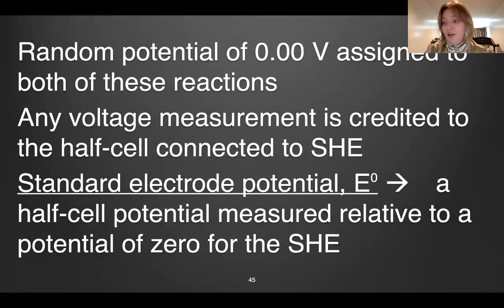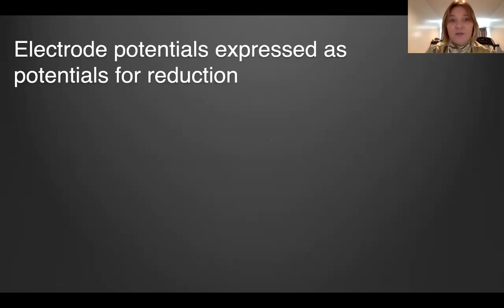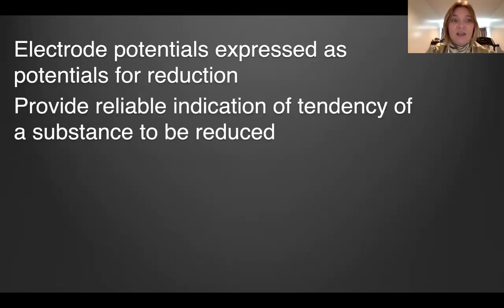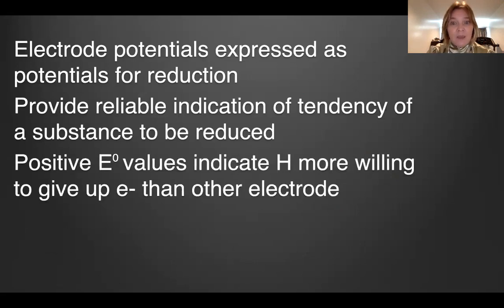A random potential of 0 volts is assigned to both of these reactions. Any voltage measurement is credited to the half cell connected to the standard hydrogen electrode. The standard electrode potential, or E0, is a half cell potential measured relative to a potential of 0 for the SHE. Electrode potentials are always expressed as potentials for reduction. These provide a reliable indication of the tendency of a substance to be reduced.